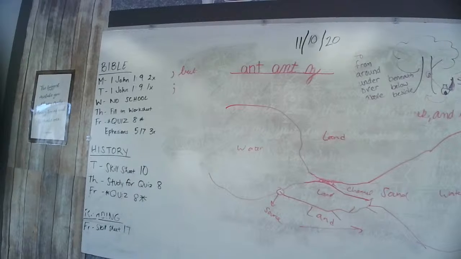Okay? Skill sheet number 10, Josiah. What are you doing? You gotta sit up. Throw away whatever's on your desk. Shh. Yes. Until you're done, okay? Go ahead and work on skill sheet number 10. Skill sheet number 10 in your history book.